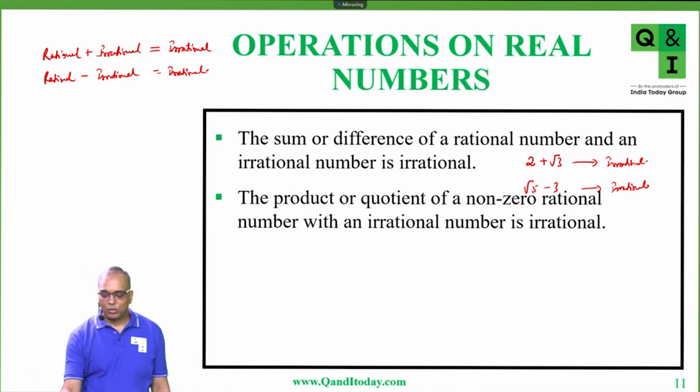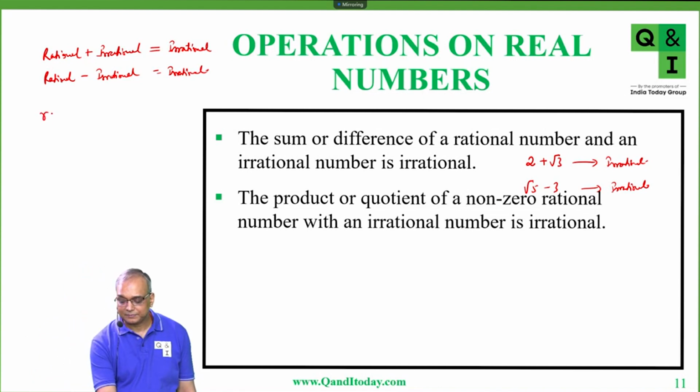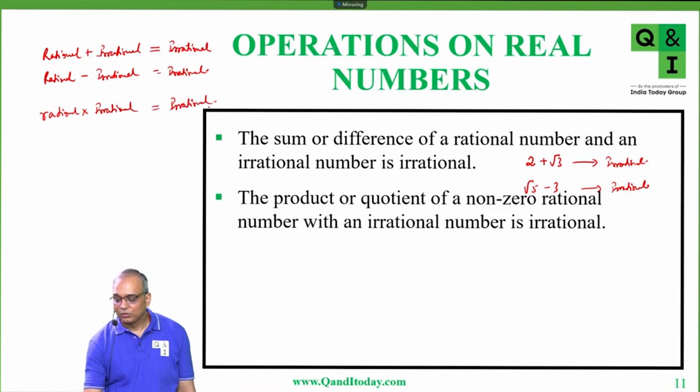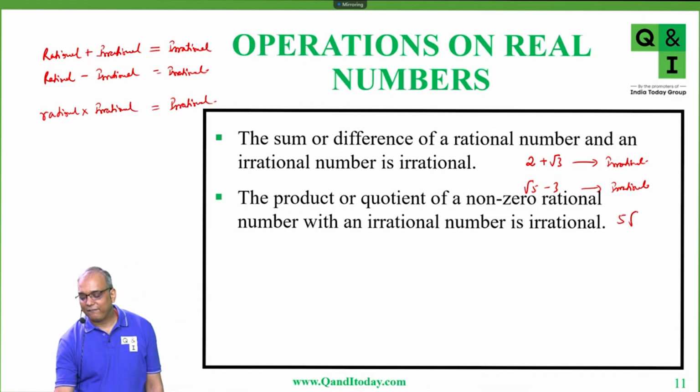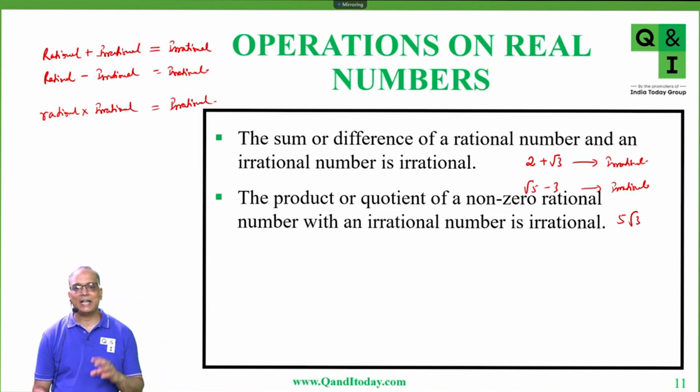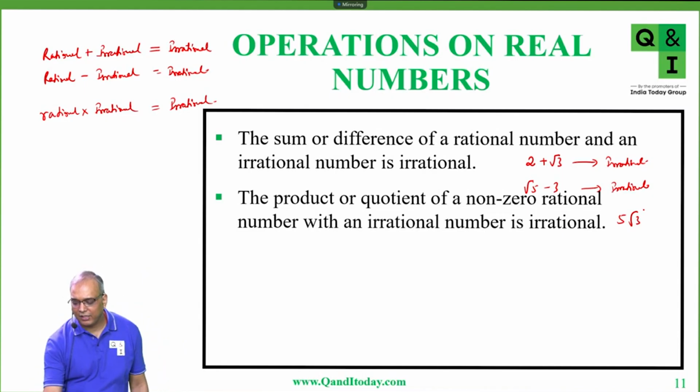Next, the product or quotient of a non-zero rational number with an irrational number is irrational. So you multiply rational with irrational. This will also be irrational only. So for example, if we have 5 root 3, 5 is rational, root 3 is irrational, 5 root 3 will always be irrational.